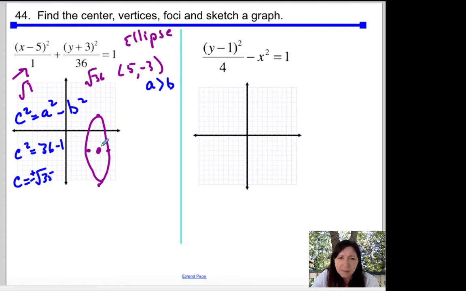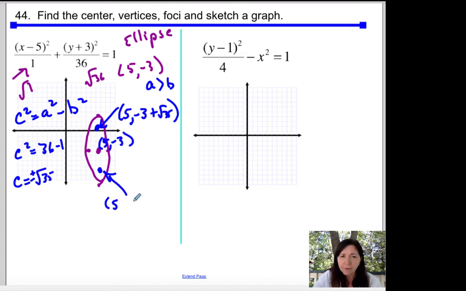Therefore, if my center is at 5, negative 3, my focal points are going to be up here and down here. So they're going up on the y-axis. This point right here will be 5 comma negative 3 plus the square root of 35. And this point down here for my focal point will be 5 comma negative 3 minus the square root of 35. For this problem, this is a hyperbola because we have a negative value.